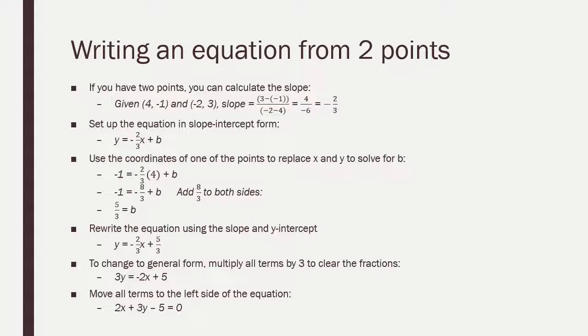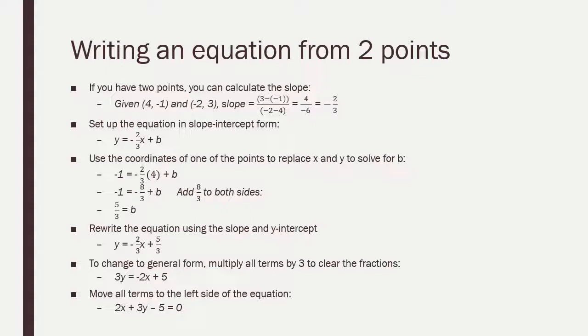Then set up your equation using that skeleton formula, y equals mx plus b, and replace the m with -2/3 x. Go back using the same steps we just did in the last slide. Put in the x and y coordinates of one of the points. It doesn't matter which one, because remember, every point on the line will make this equation true. Solve for b. In this case, it turns out to be 5/3. Rewrite the equation using the slope and the y-intercept. Becomes y equals -2/3 x plus 5/3.